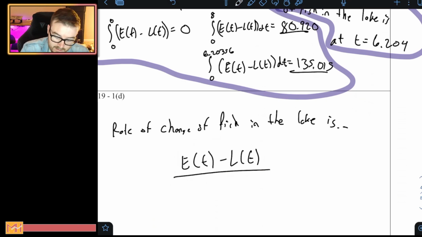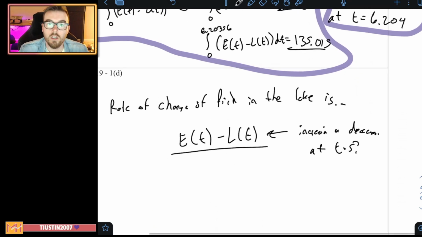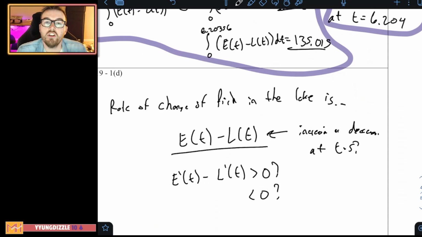So is this increasing or decreasing at, what was the number? T equals 5. Well, in order to determine that, you need to derive it. So derive each of these and look at, is it greater than 0 or less than 0? Question mark, right? Because to determine whether something is increasing or decreasing, you look to see whether the derivative is positive or negative.